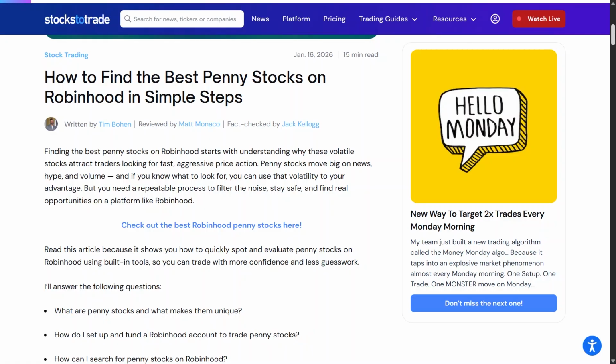Robinhood only supports penny stocks that are listed on major exchanges and does not support over-the-counter or OTC stocks. Before trading penny stocks, remember that they can be extremely volatile. Never invest money you can't afford to lose, and always have a trading plan before entering a position.